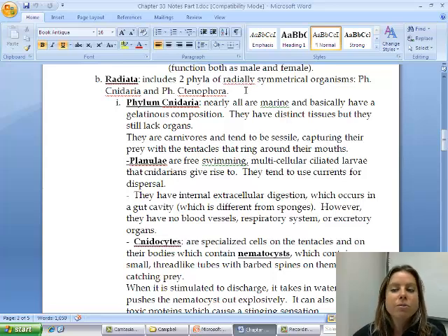So there's going to be two phyla that are going to be in this group. Phylum Cnidaria and phylum Ctenophora. Notice the C is silent in both of those.